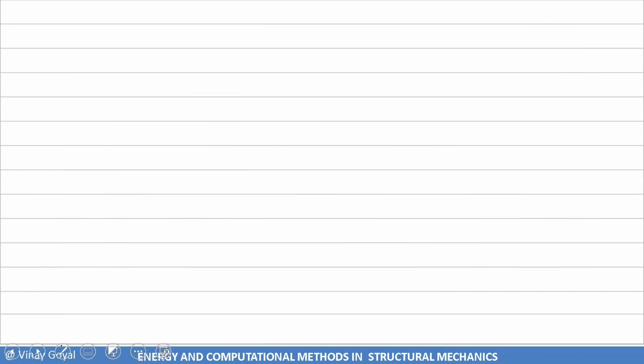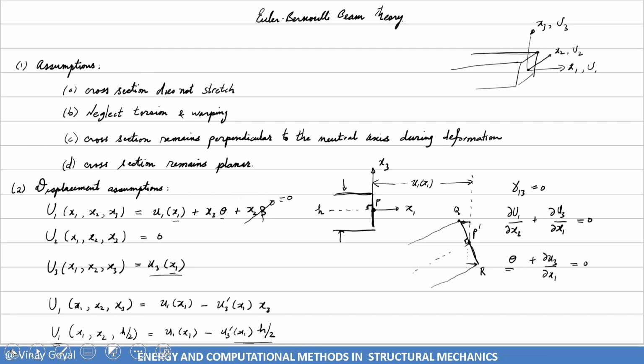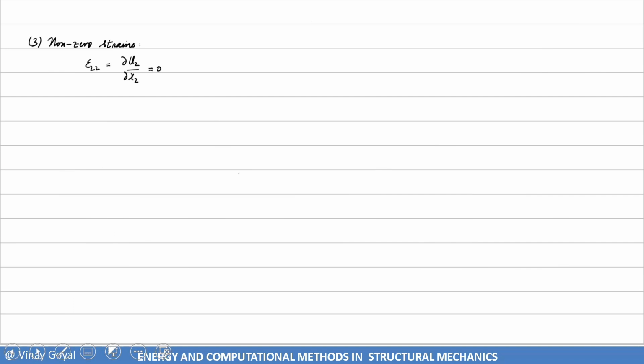So now step number 3 is to determine the non-zero strains. Again, those are the steps that we're following. For the non-zero strains, we know that epsilon 2 is the partial of u2 with respect to x2. That's 0 because u2 is 0. We also have that epsilon 3 is 0 because the partial of u3 with respect to x3 is 0. And this is really representing the fact that the cross-sectional area does not stretch.